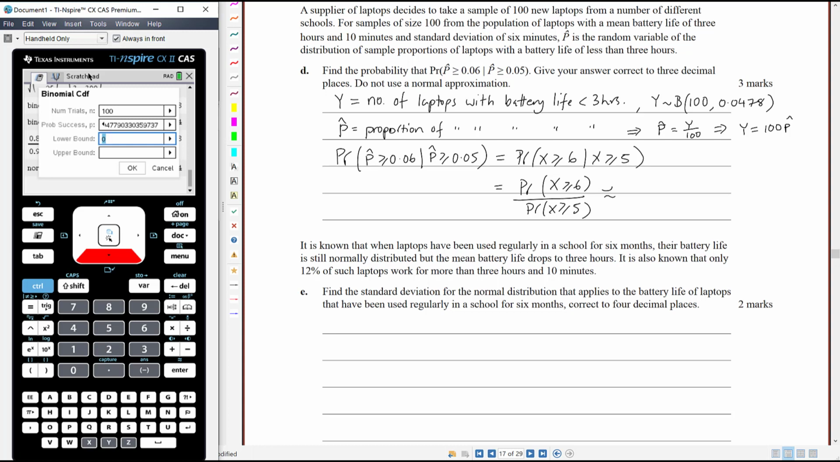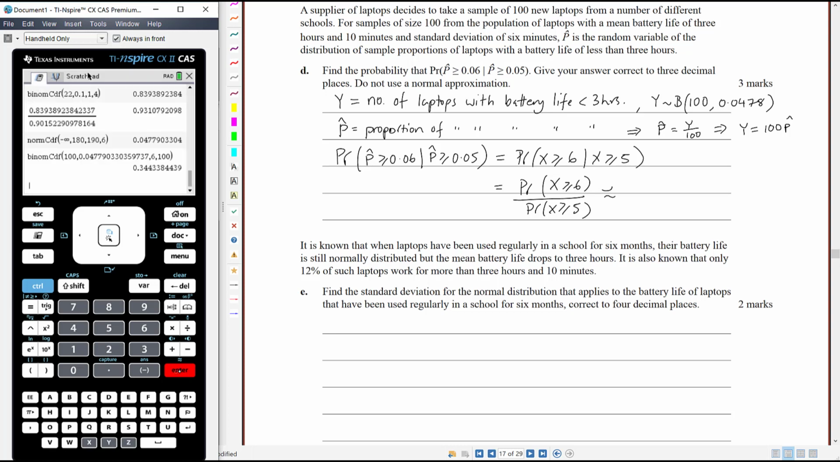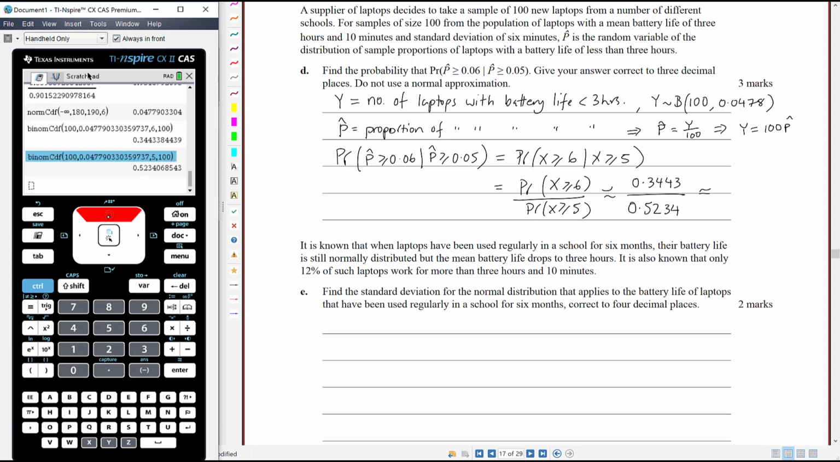So the numerator, the lower bound is 6 and the upper bound is 100. I've got 100 trials. If y has to be bigger than or equal to 6, it can be anywhere from 6 to 100. Okay, so that is the numerator, 0.3443, over probability that y is bigger than or equal to 5. I'm just going to edit this from 6 to 100 to 5 to 100. So that is 0.5234, and then do that division, that number divided by that number, to 3 decimal places.